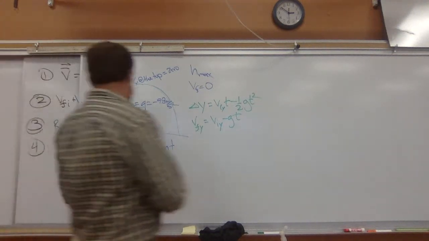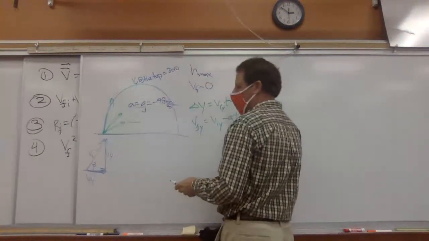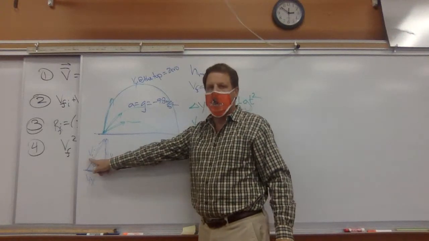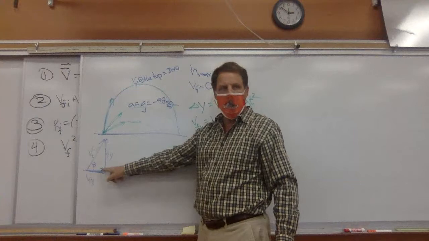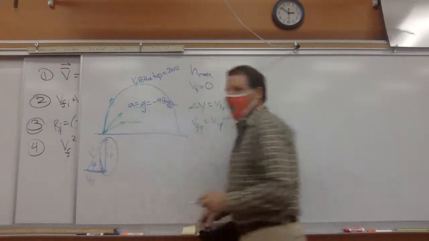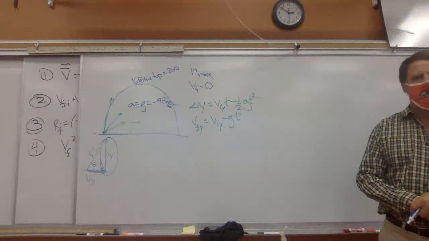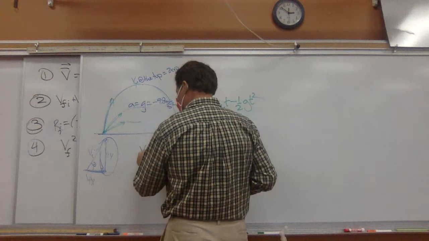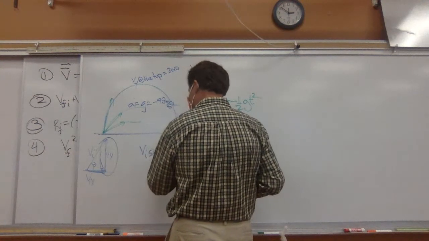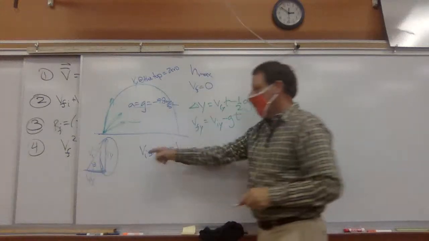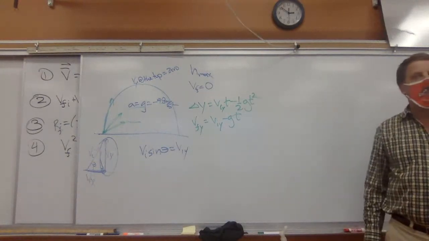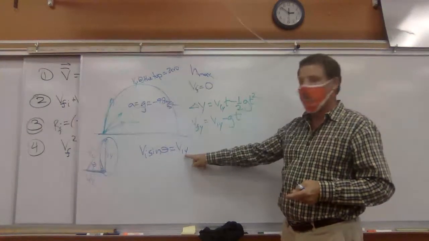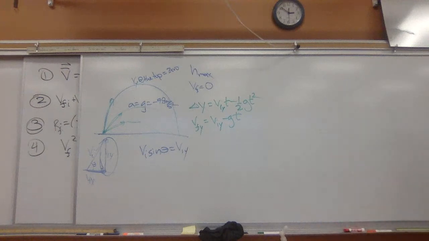If we knew our initial velocity, the hypotenuse, and we knew the angle, how do we get that side? We need trigonometry, sine and cosine. The initial velocity in the y is on the opposite side, so v initial sine theta is going to equal v initial y. Got that, Mackenzie?